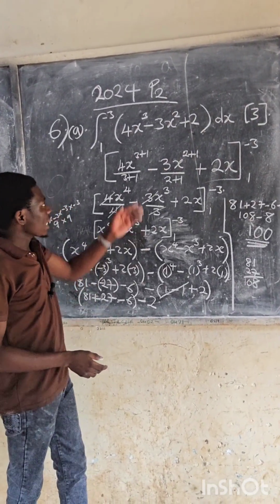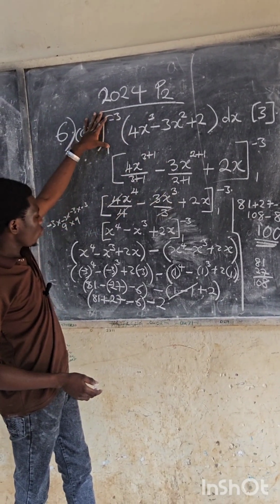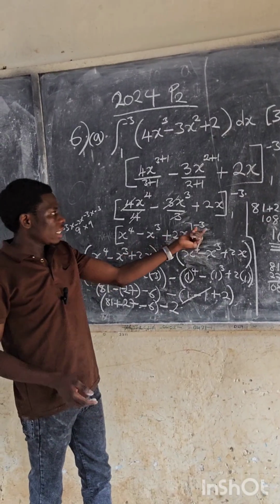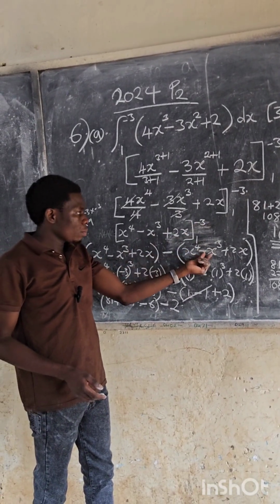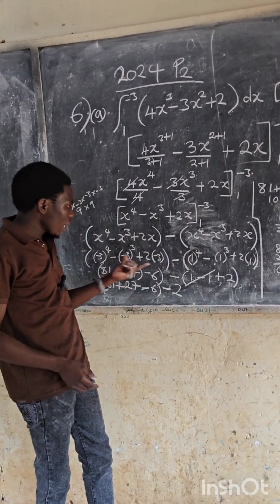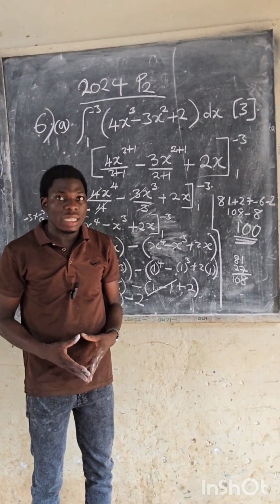So you just need to integrate like this, what we've done here. And if you are given limits, don't forget to create two brackets. In the first bracket, put the upper limit where there is x. In the other bracket, put the lower limit where there is x. And whenever you're simplifying your answer, you can use a calculator, because this is paper 2 where you use calculators.